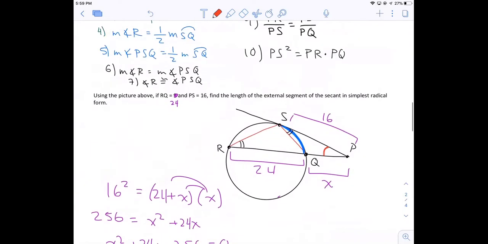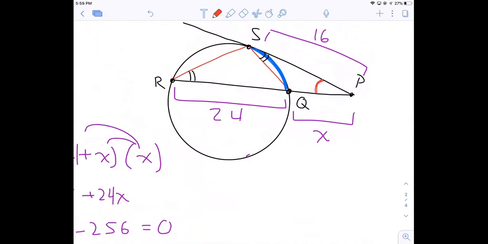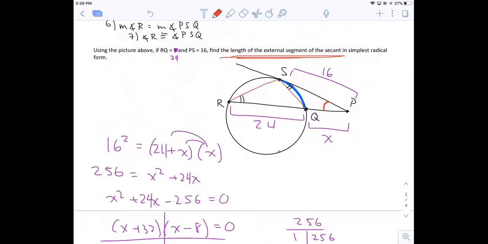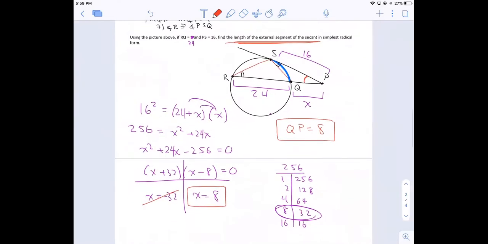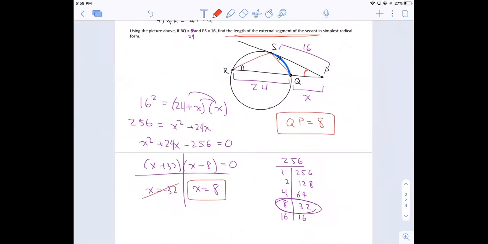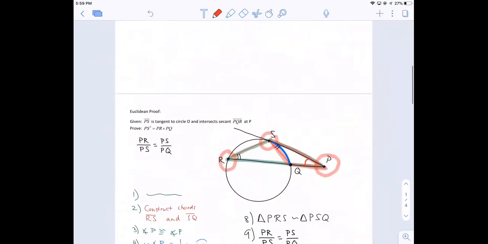What were we looking for? We were looking for the length of the external segment of the secant. So we really are just looking for x, right? Make sure you read the question. I could have asked you to find the length of the secant, in which case it would be 24 plus x, or 24 plus 8. But only the external portion, so QP is equal to 8. Right, and that's it. That is how you use the theorem. And that is our last one.